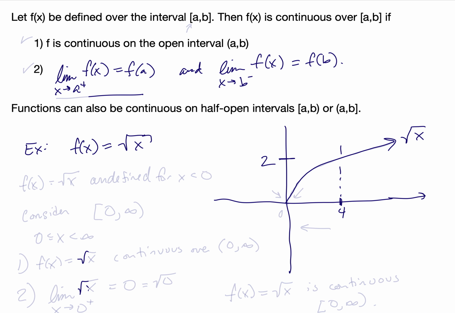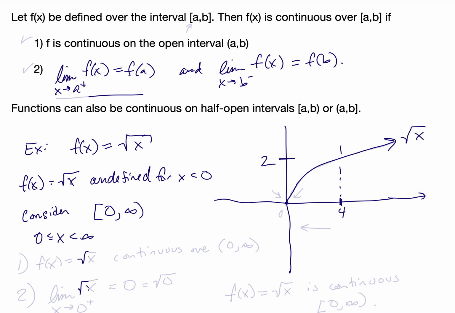Well, we know that f of x equals square root of x is just undefined for x less than 0. So the only place where it could be continuous is over its domain, for x greater than or equal to 0. So let's consider the half open interval from 0 up to positive infinity. That's a half open interval where it's closed at 0, open at infinity, because we never actually reach infinity. We could also write that as 0 less than or equal to x less than infinity.